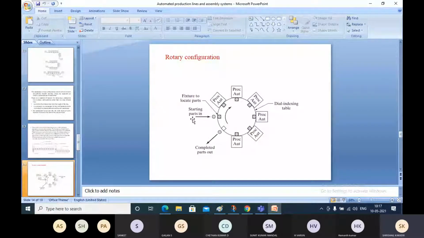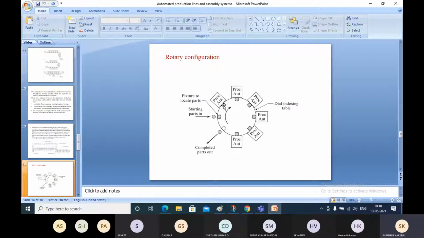Thus, the sub part will be entering from this end, and the part will be moved. The part is not moving; this is rotating. The rotating table will be moving from one station to the other station, and the work carrier is already on this work carrier. You can see this is the empty work carrier, and this is the carrier which is fixed with the material or the raw product.